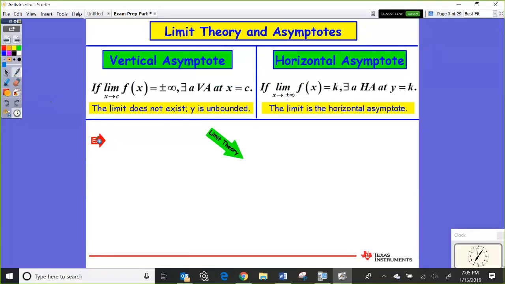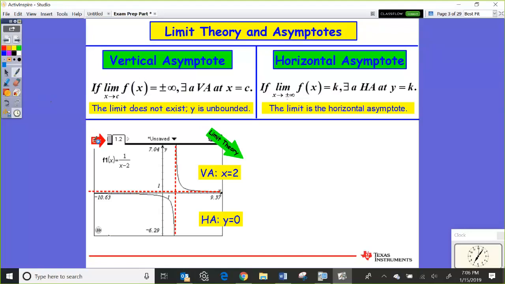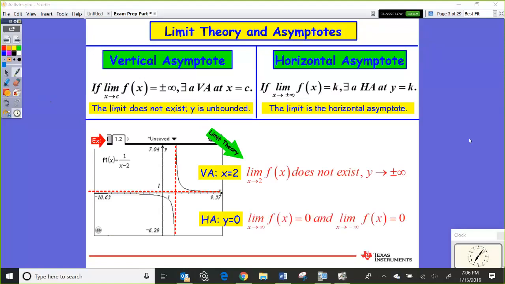And just to give you an example, here's a picture of a vertical asymptote and a horizontal asymptote. The limit theory would be that as x approaches 2, the y is approaching infinity, and as x approaches infinity, the y approaches 0. The students forget that we need to approach both a positive and a negative infinity to find those asymptotes. So just to give you a few examples of problems that are on some of our practice problems that have been out there.